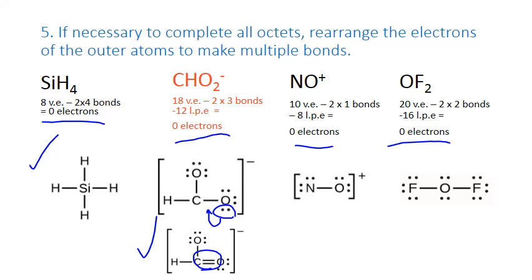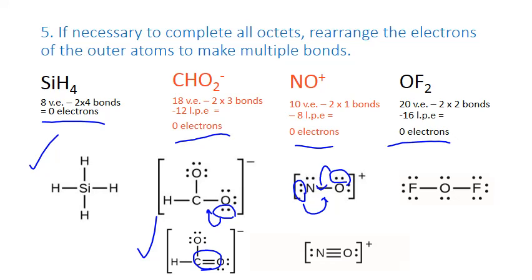Okay, for the NO plus ion, neither nitrogen nor oxygen has their full set of 8. So they're going to have to share their lone pairs. And probably the easiest thing in this scenario to do is for each nitrogen and oxygen to share 1 lone pair. So nitrogen will share 1, oxygen will share 1, and what we end up with is actually a triple bond.